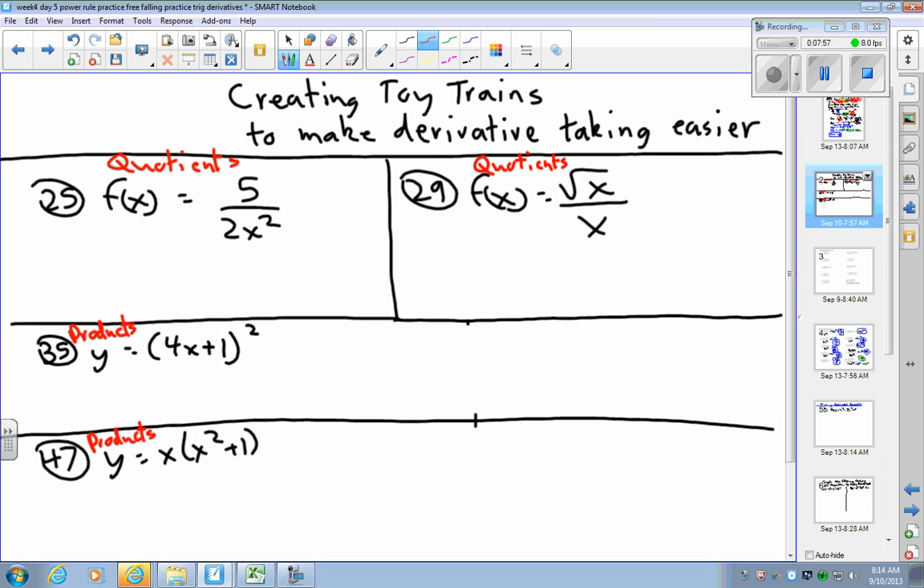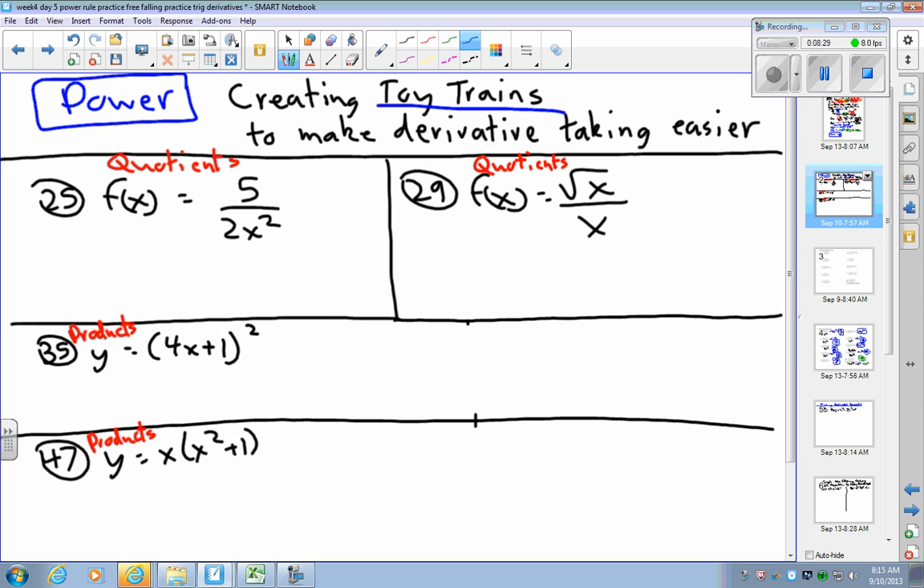So on both styles, quotients and products, you do not know how to take the derivatives yet. There is some sort of rule called a product rule and a quotient rule, and that we will work on next week. But until you know those rules, you need to change them into toy trains so you can do the power rule. Because again, the only guy you know how to do is the power rule, which is a nice shortcut, but it's a shortcut if you have toy trains.